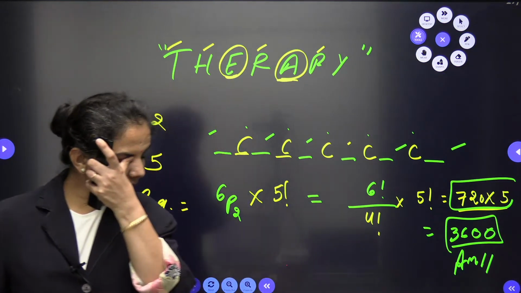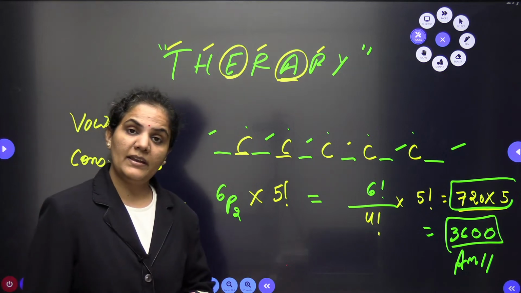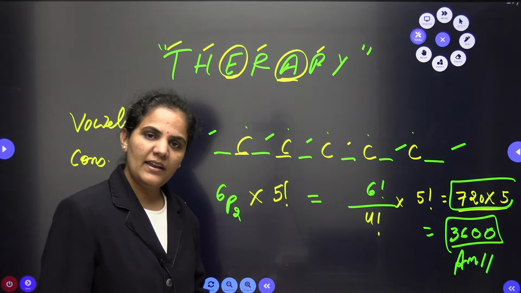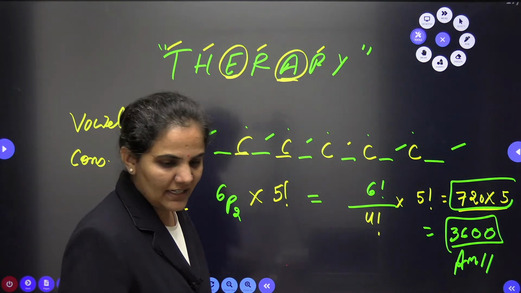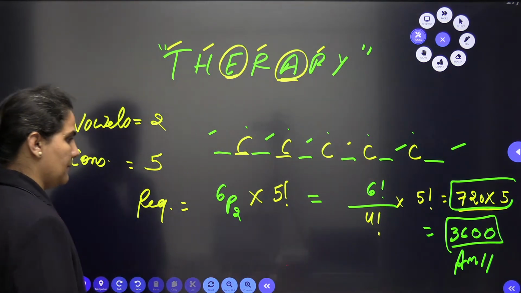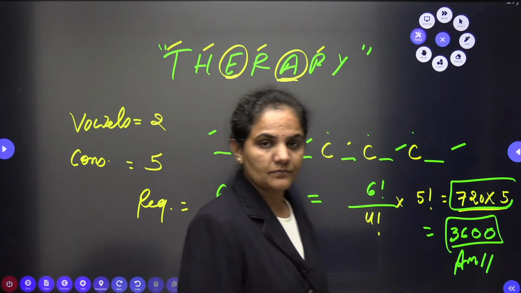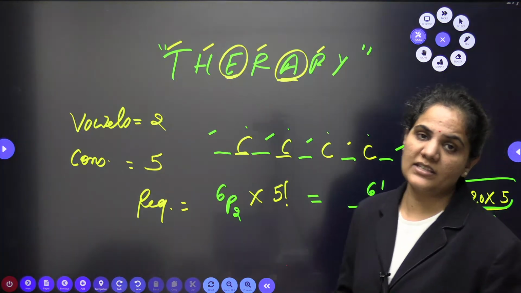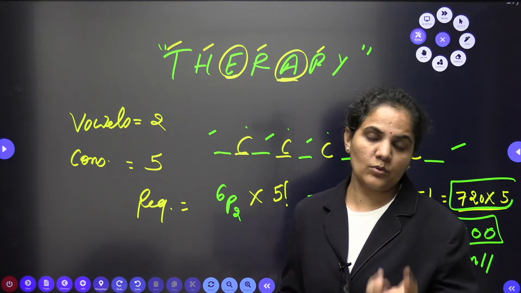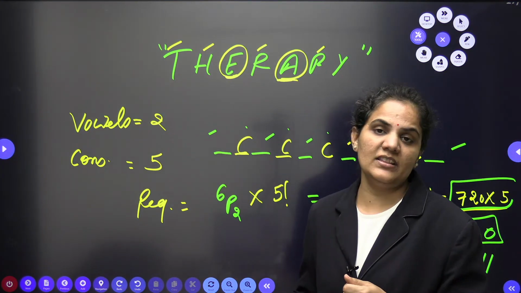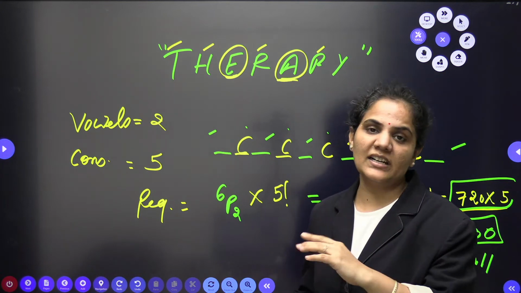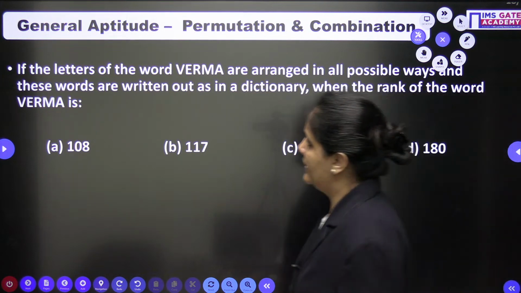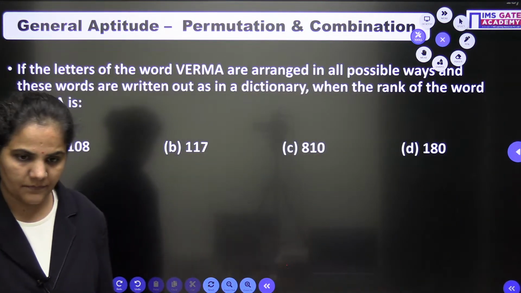As nPr is nothing but n factorial by n minus r factorial, we can expand like this, n factorial by n minus r factorial, and we can get the result very easily. So how simply we can solve the question. But if you know the logic behind this, we should know how we are approaching the question, what is the condition given in the question, we need to use that condition and solve the question. Now let's come to the next question.